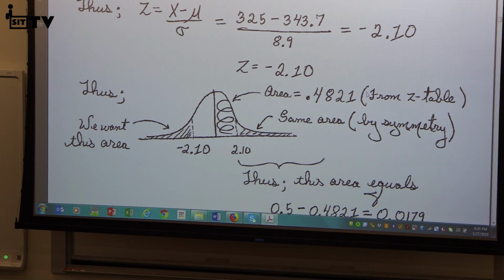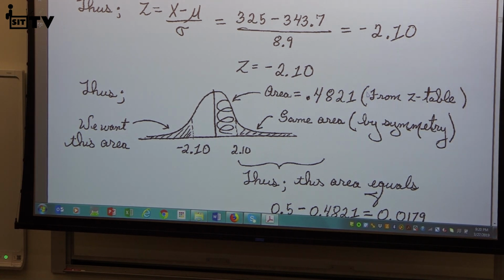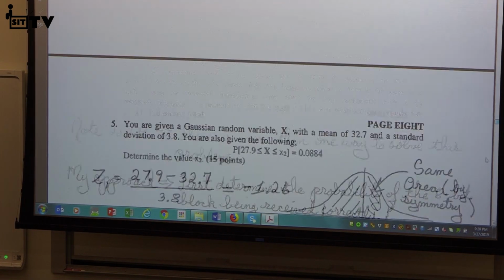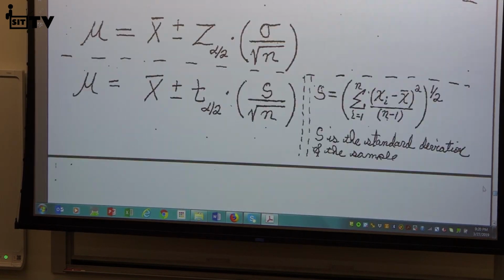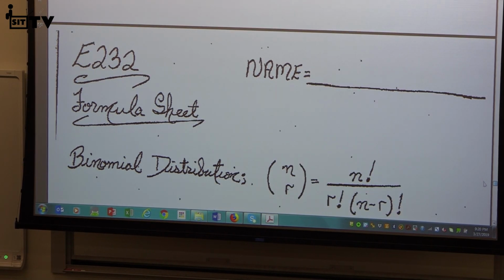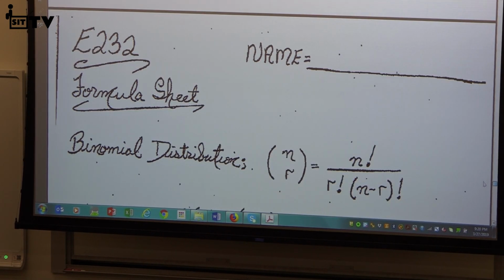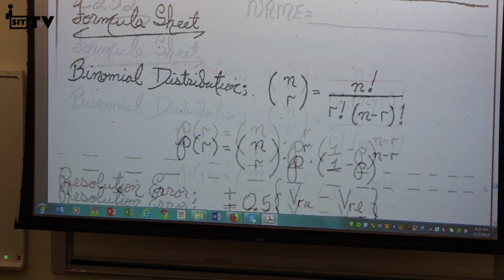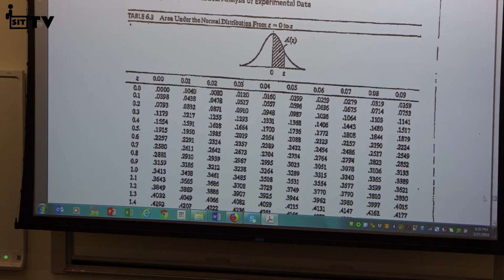So I say, okay, do you give us the z tables? Absolutely. My colleagues, I also give you formula sheets. So you can look at the formula sheet online, Justin, and it's going to be the same formula sheet. So I give you the formula sheet.